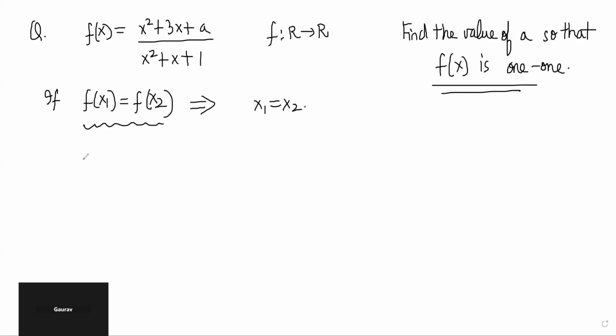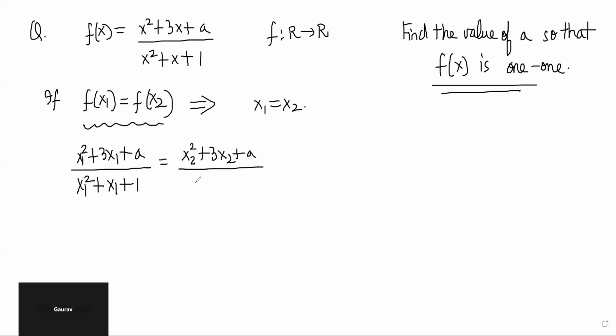So we'll write the condition. We'll say x1 square plus 3x1 plus a by x1 square plus x1 plus 1 is equal to x2 square plus 3x2 plus a by x2 square plus x2 plus 1, right? From here, we should somehow be able to prove that x1 equals x2, right? If we get that guaranteed, then it is one-one, right? So let's simplify it.